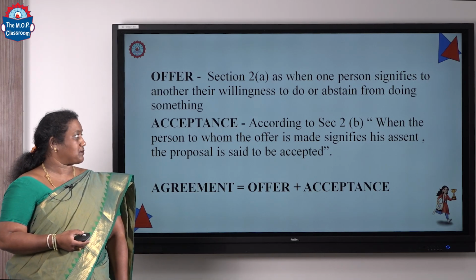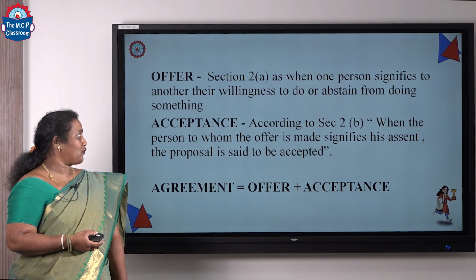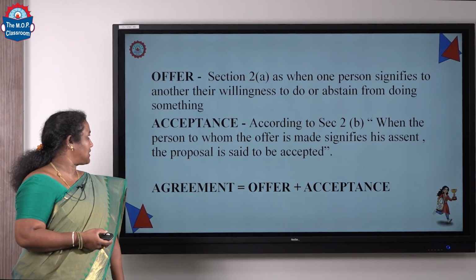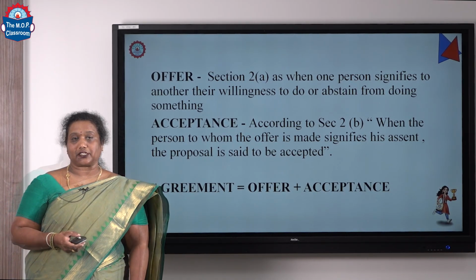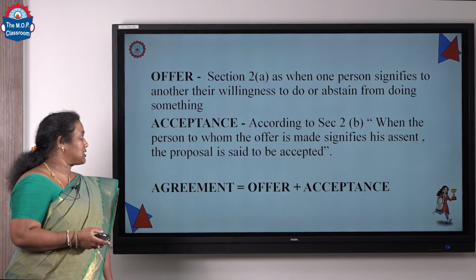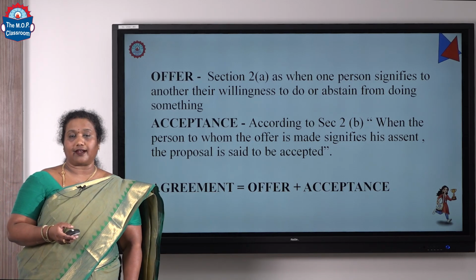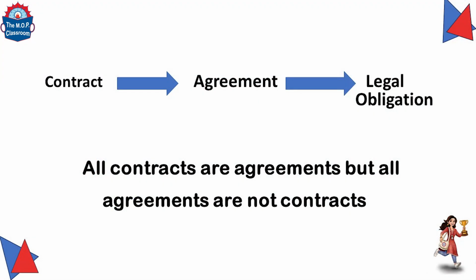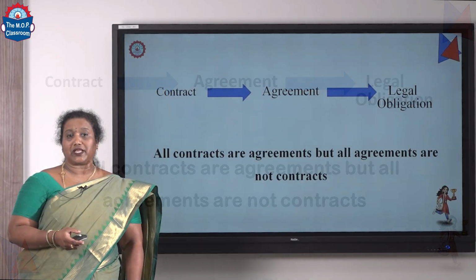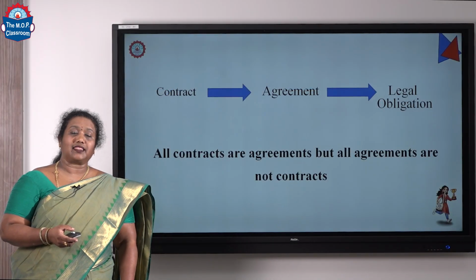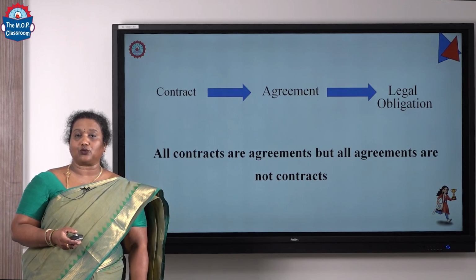Let's move on to the definition of acceptance. According to section 2(b), when the person to whom the offer is made signifies his assent, the proposal is said to be accepted. So let me conclude, an agreement is basically made up of offer and acceptance. Let me go on to the next concept under contract. As I told you before, a contract basically consists of an agreement, and that agreement will lead to obligations.